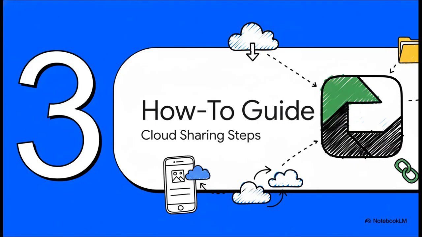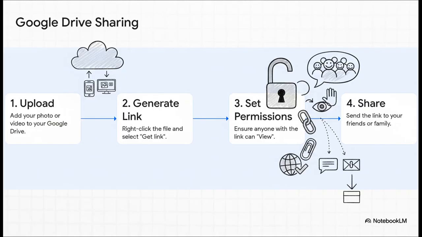All right, theory is great, but let's get practical. How does this actually work? Let's walk through it using one of the most common tools out there, Google Drive. It's really just 4 easy steps. First, just upload your original photo or video right from your phone or computer into your Drive. Second, you just get a shareable link for that file.